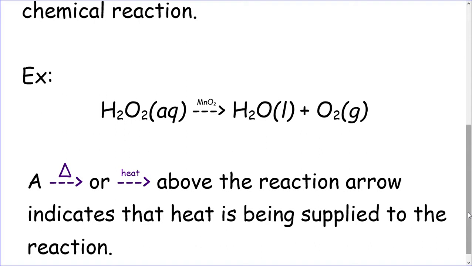A triangle or heat written above the reaction arrow indicates that heat is being supplied to the reaction. If we see heat somewhere, it's saying that heat is being supplied to the reactants and it's causing the products to form faster.